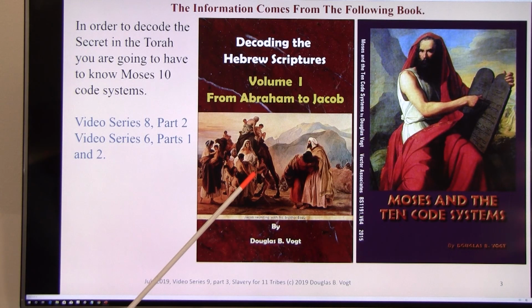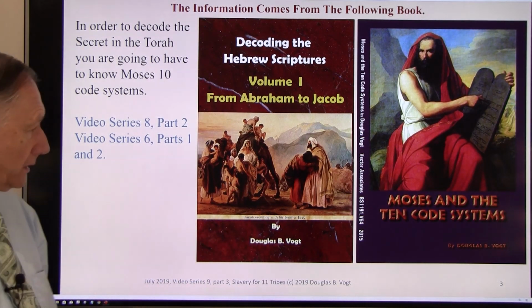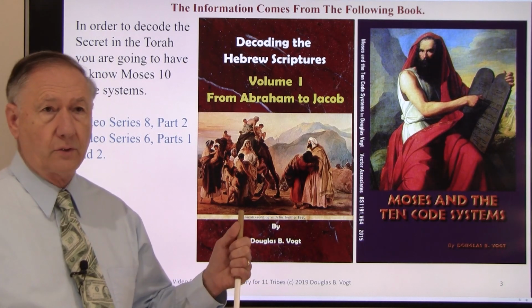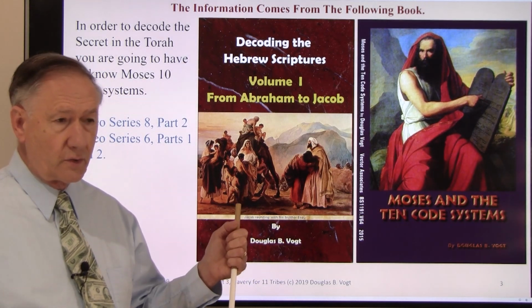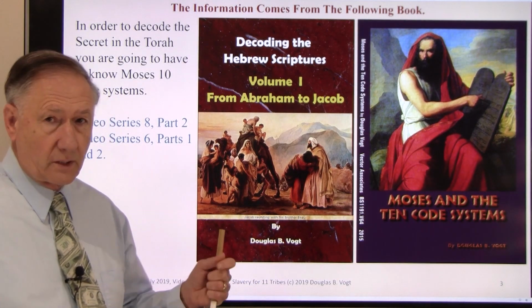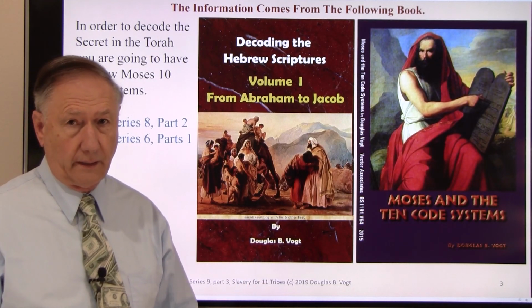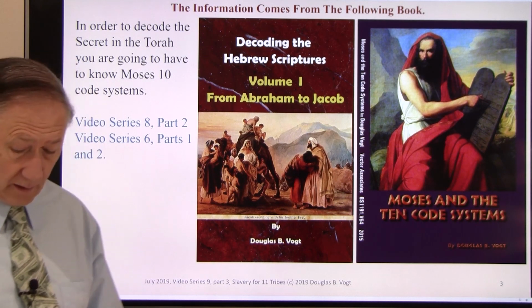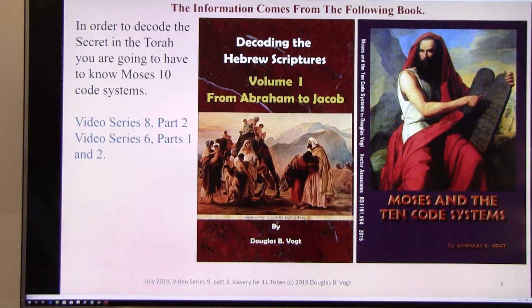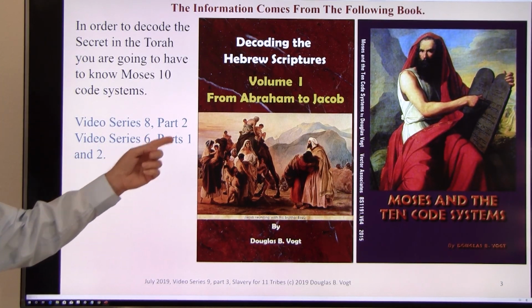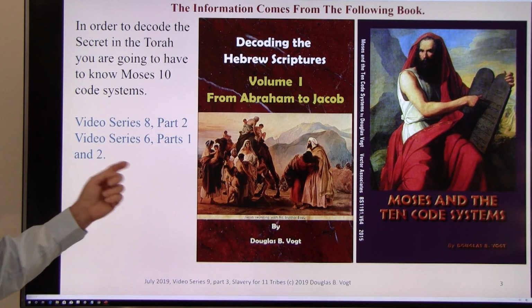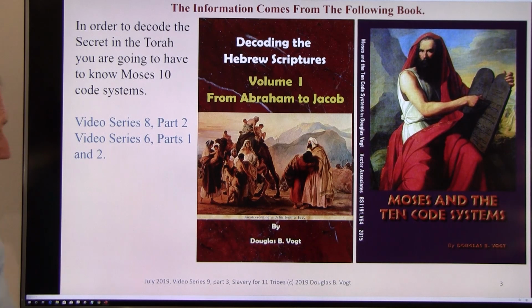Finally, Volume 1 on Abraham and Jacob. It explains why Abraham bought the cave. You should see those in sequence. You should see those videos first, because it gives you an idea of what's really going on here and why the family was so bound to this cave and this hill. You'll see them in Series 8, Part 2, and Video Series 6, Parts 1 and 2 is for the code systems.